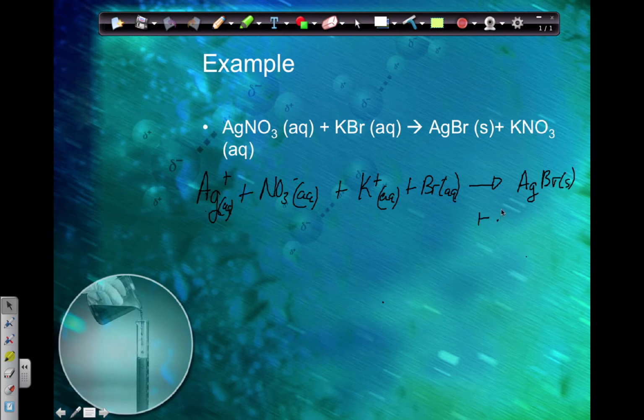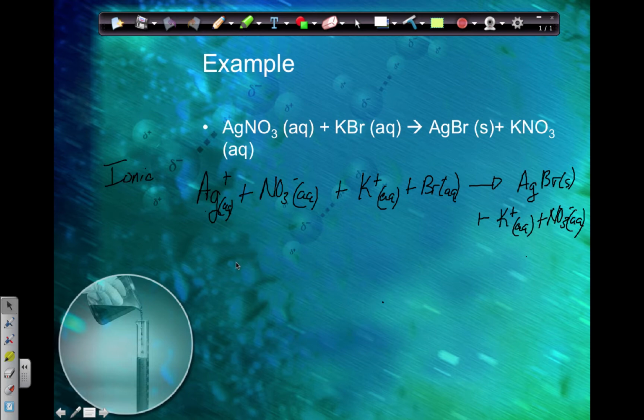And this is aqueous, so I pull that apart. So K+ and NO3 with a -1 charge. All right, so this is my ionic. This is called the ionic reaction, the full ionic.